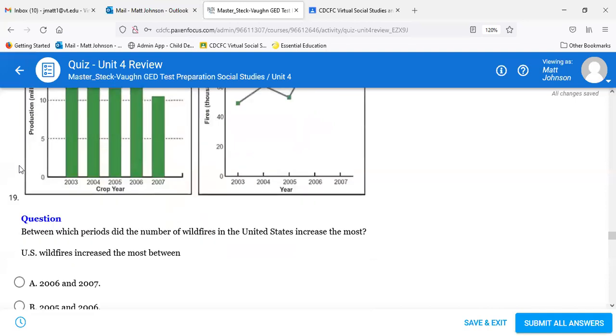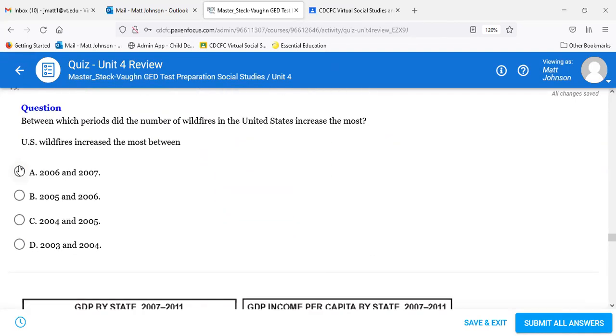19. All right, sticking with the same graph, bar graph and line graph. Grace, you want to take 19 for us? All right. Between which periods did the number of wildfires in the United States increase the most? US wildfires increased the most between A, 2006 and 2007, B, 2005 and 2006, C, 2004 and 2005, and D, 2003 and 2004.